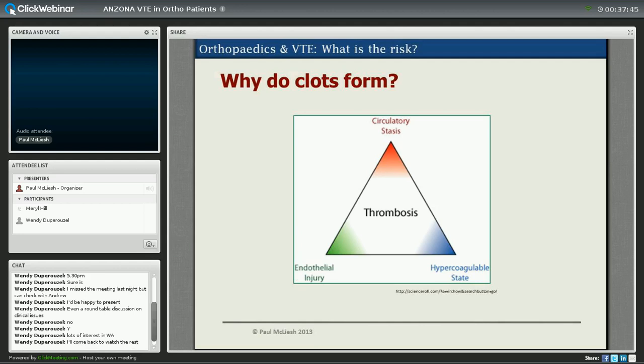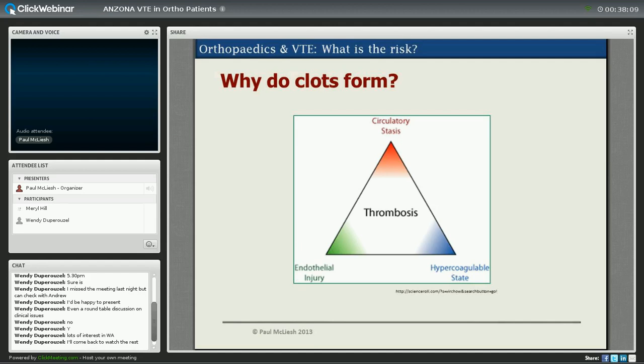So each of those may be occurring at some level, and that will then lead to a thrombus in the end. So stasis is probably one of the primary causes of thrombus. That means that there's a decrease in the circulation or the flow of blood due to immobility or inactivity, and that's often the case with orthopaedic patients. They're not as mobile, so that circulation or blood flow is reduced as well.